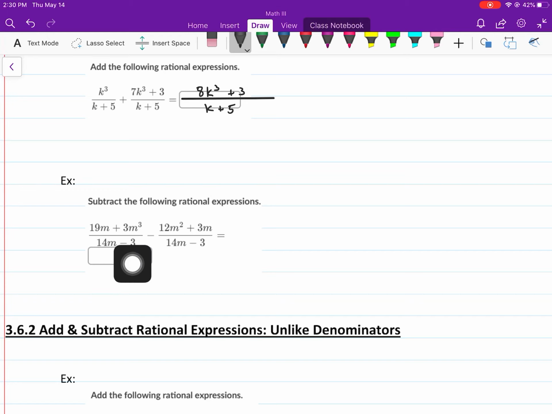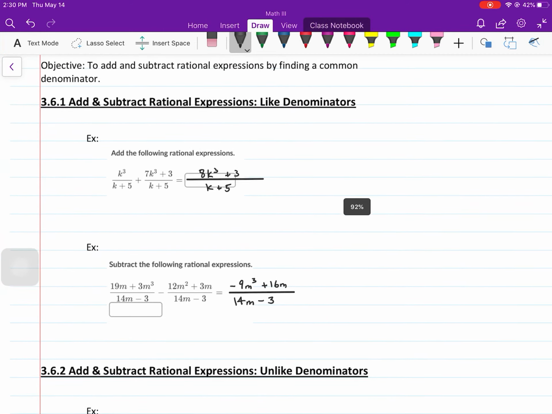So going through this, we already have our like denominators. Just double check that, even though we can assume in this section is going to be that way. Let's start with the highest power. 3m cubed minus 12m cubed is negative 9m cubed. 19m minus 3m, remember it's minus plus is a negative, so 19 minus 3 is 16. And then this is all over 14m minus 3. And that's it for that section.